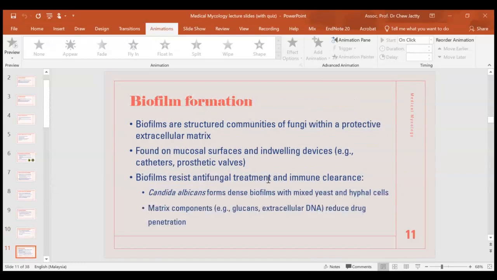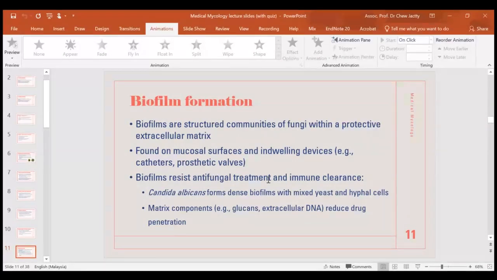So the last one is biofilm formation. Just like in bacteria, it's a few layers of cells attaching to a surface and protecting the fungal cells within the biofilm. The structure here has a protective extracellular matrix. Biofilm formation is commonly found on mucosal surfaces and also on indwelling devices such as prosthetic valves. This is problematic for individuals who have these devices in their body. Not just bacterial biofilm, but fungal infection can also occur, mostly by Candida species.